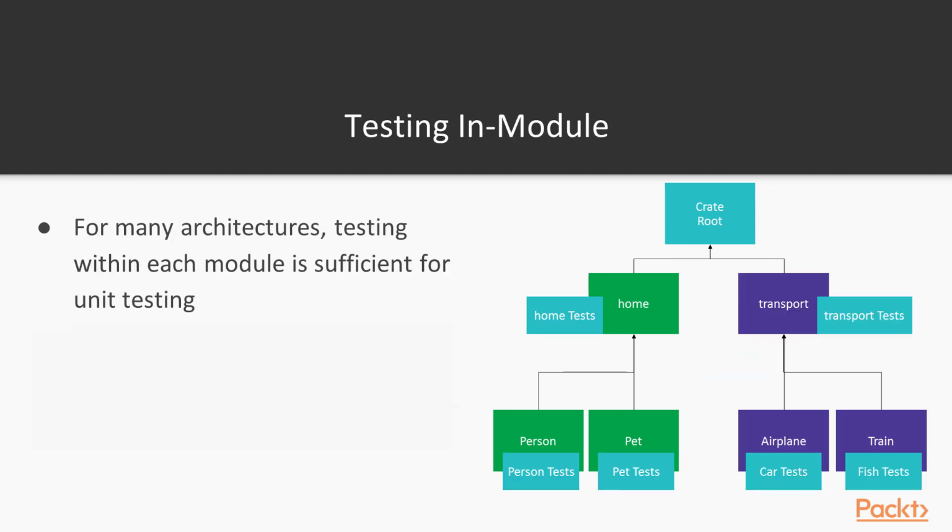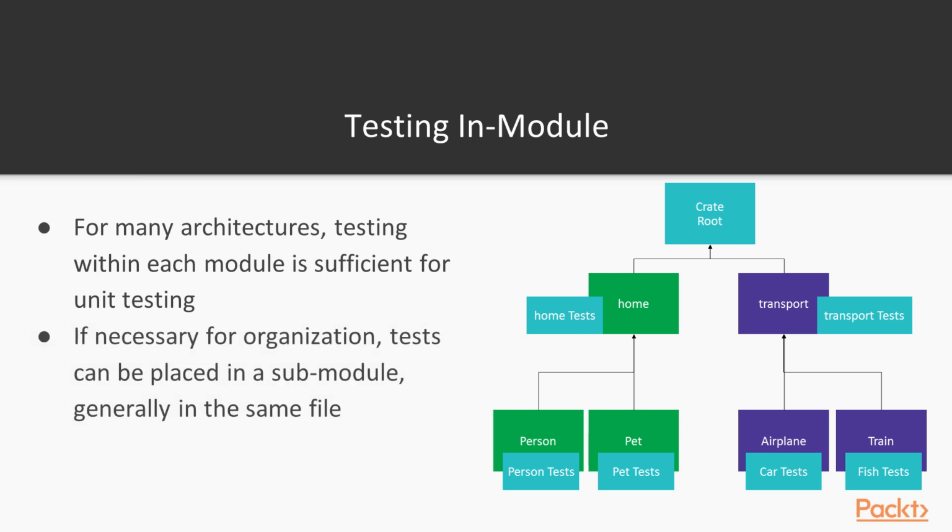For many architectures, testing within each module is sufficient for unit testing. If necessary for organization, tests can be placed in a submodule, generally in the same file, but if there get to be a large number of them, they can be split into their own modules.